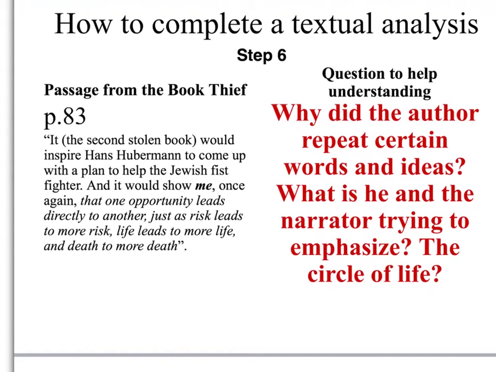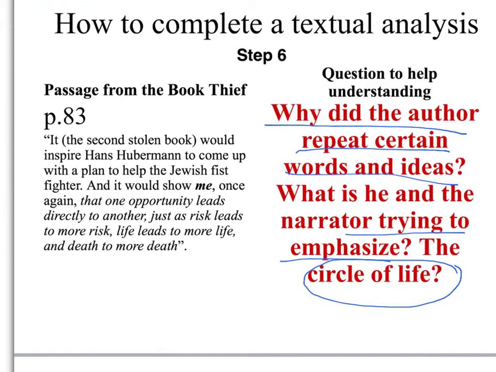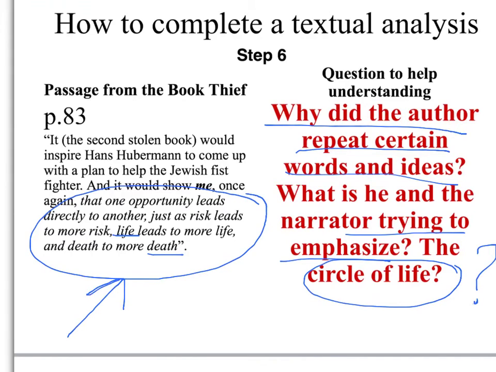So after reading this passage, I was slightly confused, and I asked myself, why did the author repeat certain words and ideas? What is he trying to emphasize? And then I wrote the circle of life here. I wasn't exactly sure. And I got this idea from the life and death mentioned here. It was these lines in particular that confused me. So what asking a question does is it focuses your attention on this part, and it may not reveal the answer or the meaning of this passage, but it'll help you focus on this as you continue your reading.